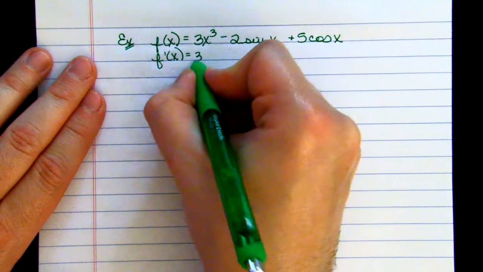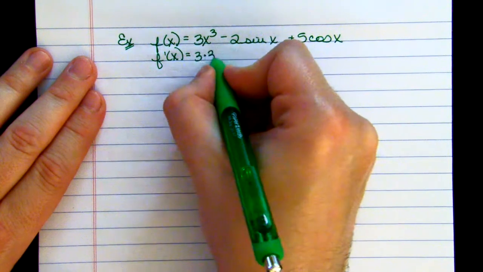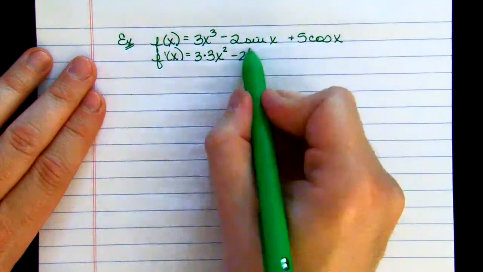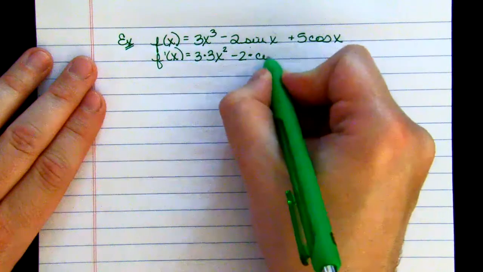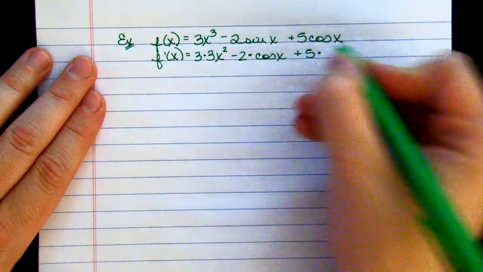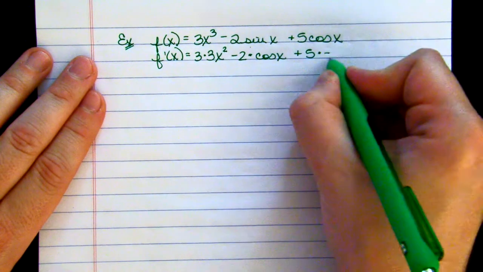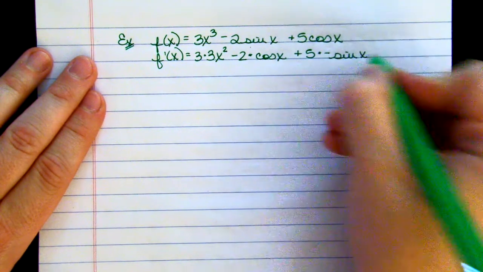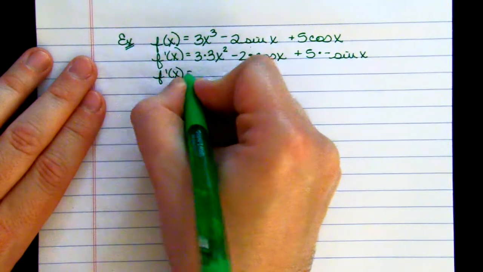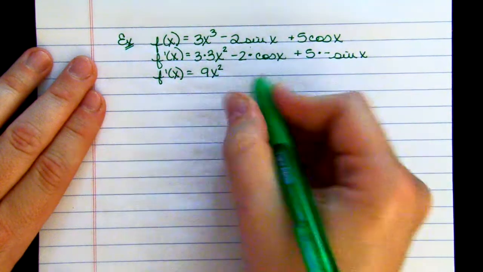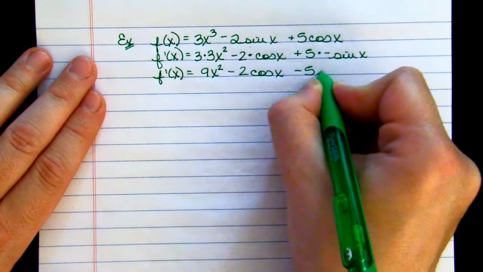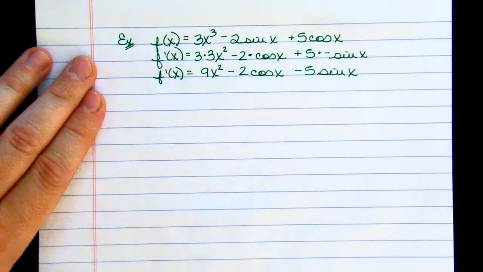F prime of x equals 3 times, pull down the power, subtract 1 from the power, 3x squared, minus 2 times the derivative of the sine of x, which is the cosine of x, so times cosine x, plus 5 times the derivative of cosine of x, which is negative sine x. And I'll just clean this up. Your derivative is going to be 9x squared minus 2 cosine x minus 5 sine x.